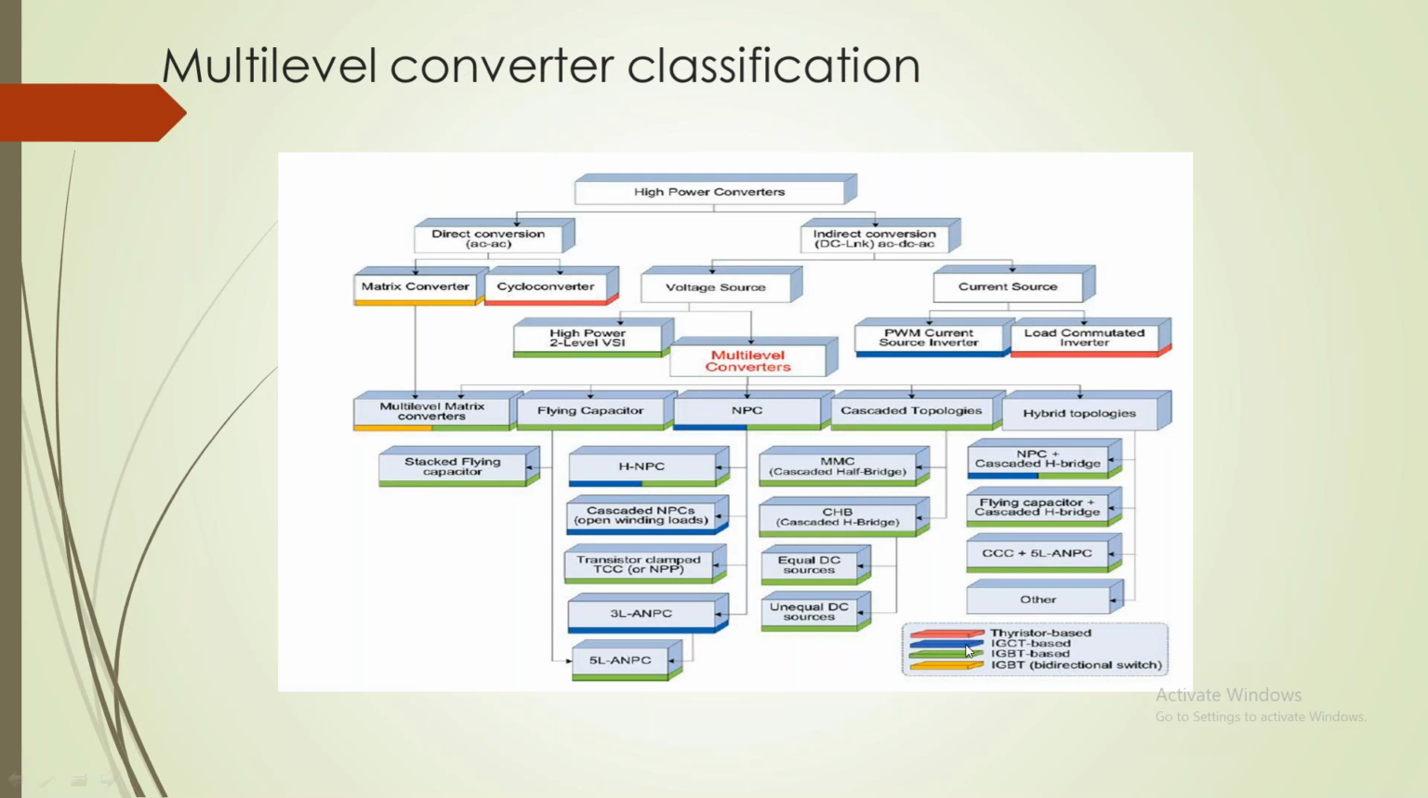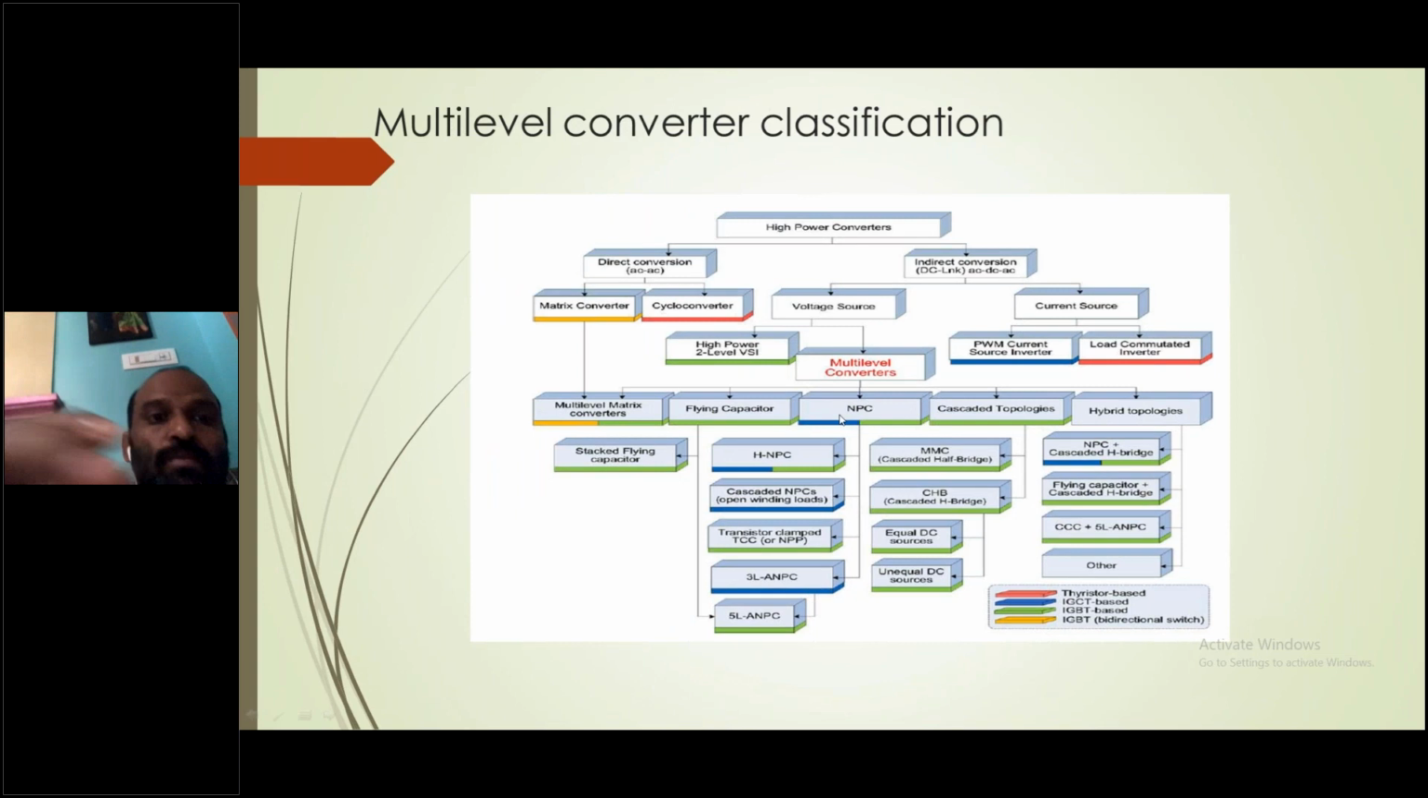IGCT is a high power level controllable switch, right? Controllable switch, so that is the advantage. IGCT is exclusively used for NPC topologies. So you can see IGCT is used for NPC topologies. Okay.